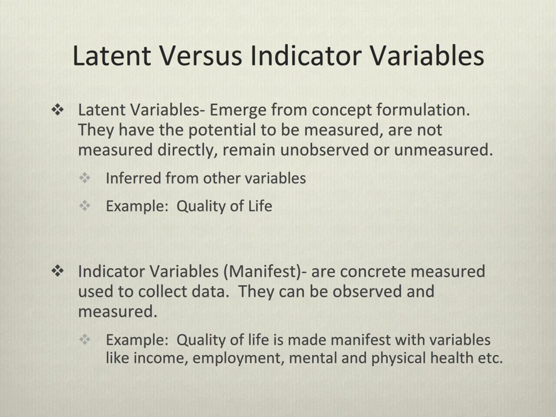The indicator variables, or the manifest variables, are the concrete, measurable things used to collect data. For example, if quality of life is our latent variable, it's made manifest with things like income, employment, mental and physical health, and so forth.